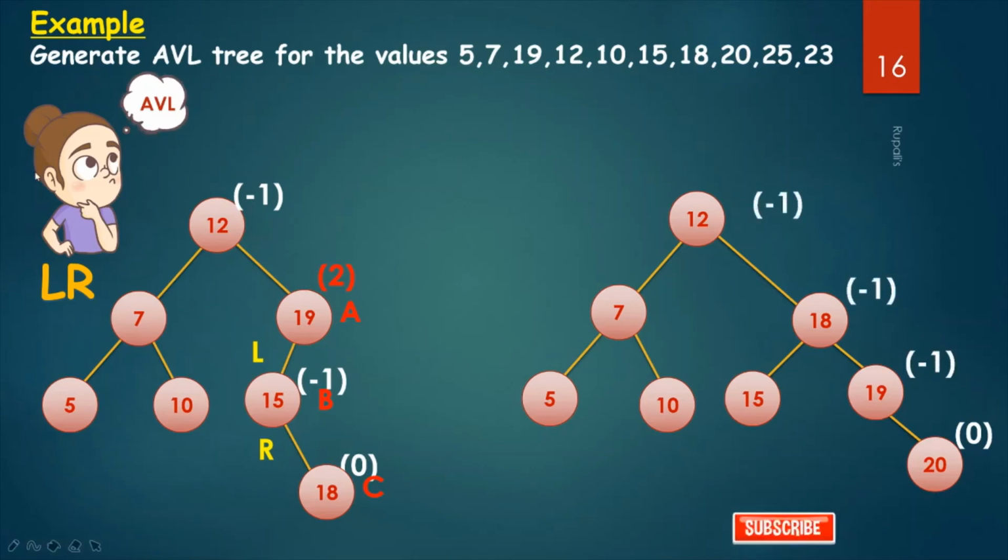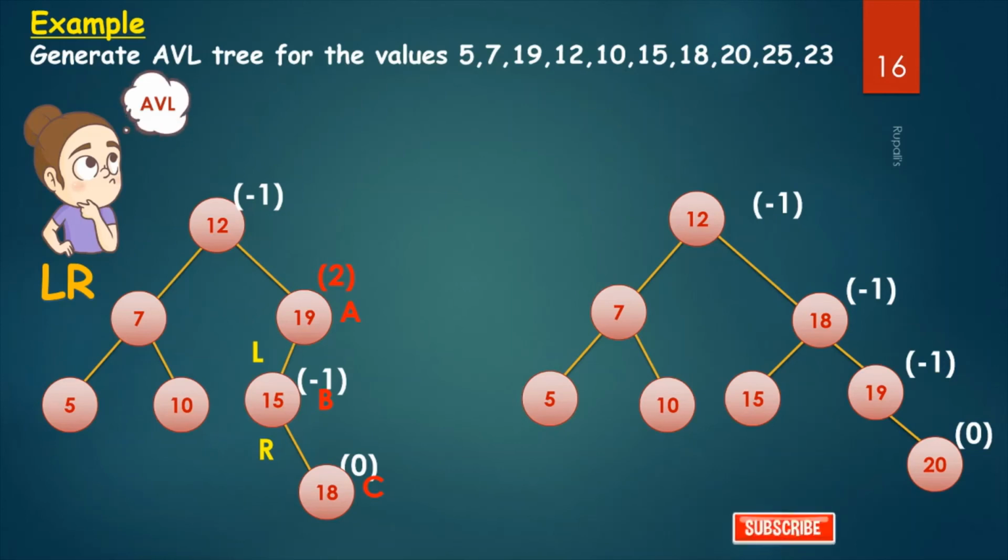Now see, one thing I again want to tell you, no need to check the balance factor of the whole tree. Just check the ancestor of the newly inserted node. And see, the ancestors of the newly inserted node are 19, 18 and 12. These balance factors are minus 1, minus 1 and minus 1. So we can say that the whole tree is still balanced. No need to check the balance factor of the whole tree.